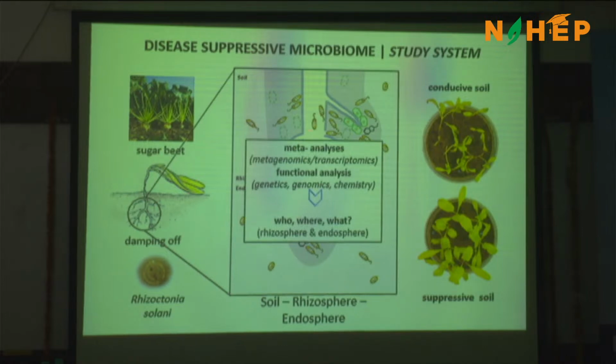In Josh's group and in other groups, we have been looking at different meta-analyses and functional analyses to determine which microbes and which functions are involved in this phenomenon. Basically, it's the who, where, and what. That has been mainly done in the rhizosphere and never in the endosphere. So our main question here was: what is the role of the endophytic microbiome, the bacteria living inside the root system, in the protection of plants in disease suppressive soils?